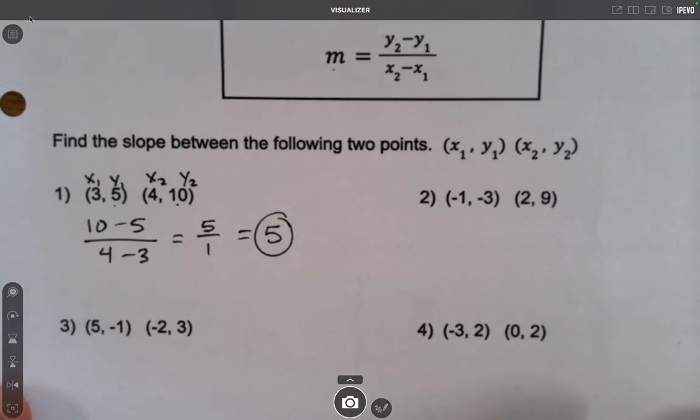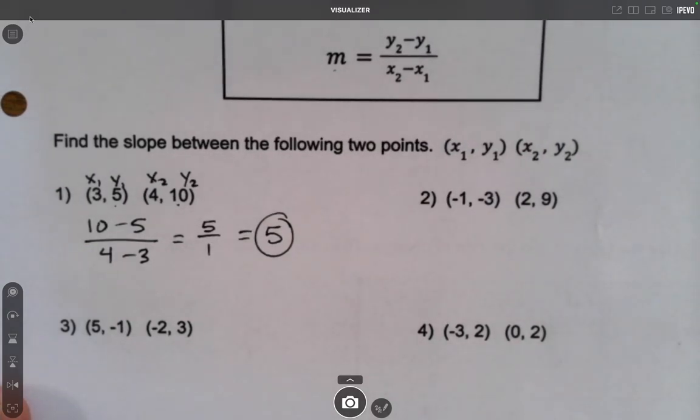There will be times you get negative numbers. That's fine. There will be times you just get fractions that can't be whole numbers. That's also fine. That's not uncommon at all with slopes.